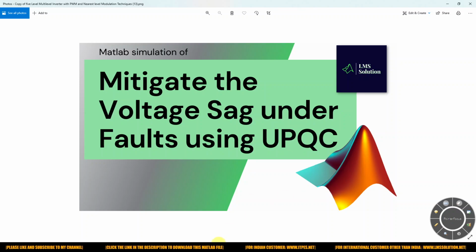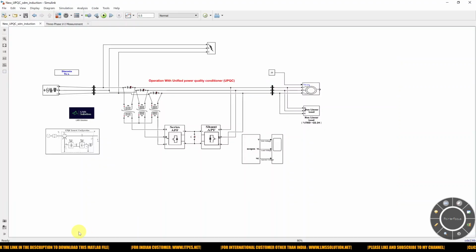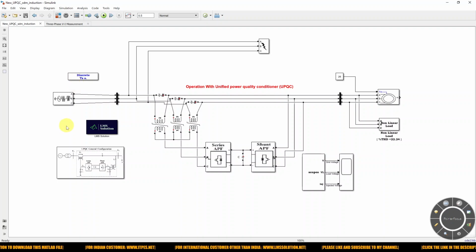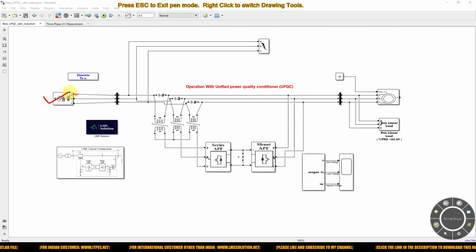So I am going to explain the UPQC concept for mitigating the voltage sag under fault condition in MATLAB. First I'm going to explain about the system. This system consists of a three-phase voltage source, which is considered as the grid.